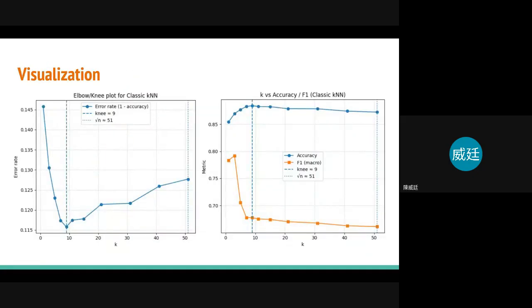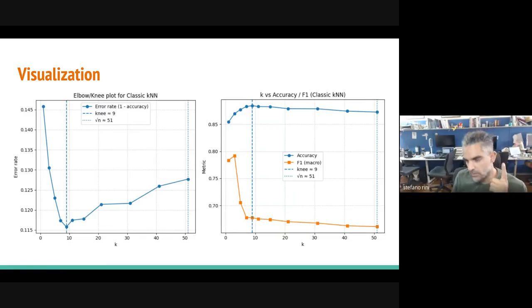On the left is an elbow, or so-called knee, plot, where the x-axis is K and the y-axis is error rate. Let me ask you a question here: did you take all the samples? Did you do some dataset balancing? Tell me how you did this.